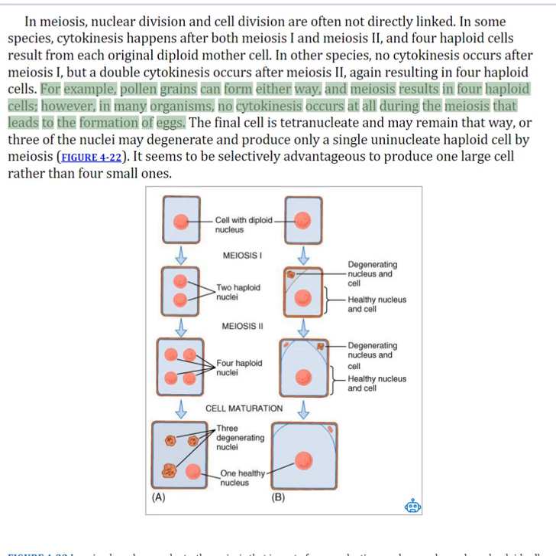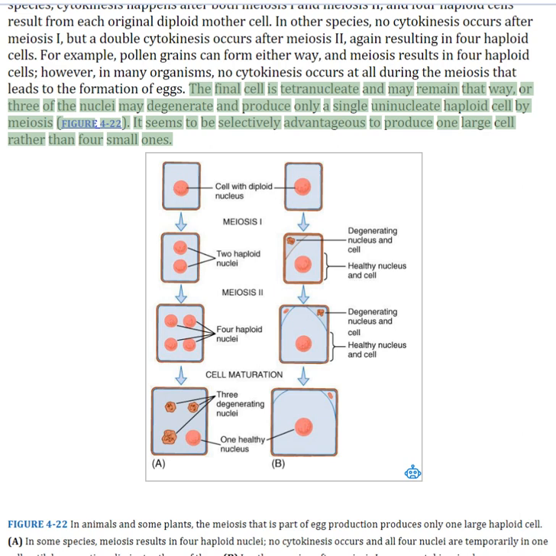For example, pollen grains can form either way, and meiosis results in 4 haploid cells. However, in many organisms, no cytokinesis occurs at all during the meiosis that leads to the formation of eggs. The final cell is tetranucleate and may remain that way, or 3 of the nuclei may degenerate and produce only a single uninucleate haploid cell by meiosis. It seems to be selectively advantageous to produce one large cell rather than 4 small ones.